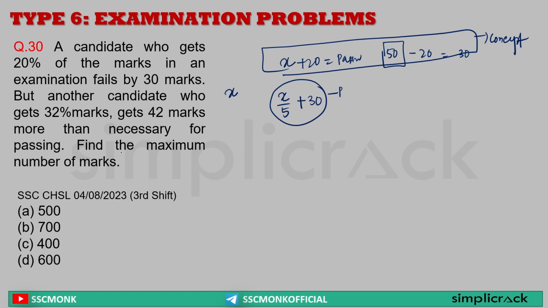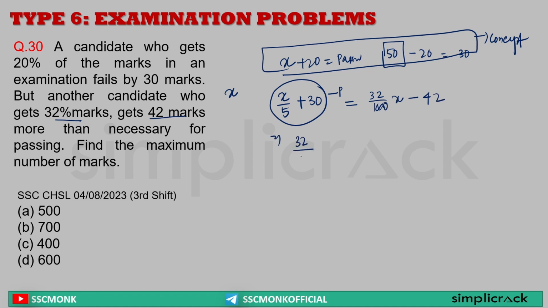Now another candidate got 32% marks and gets 42 marks more than necessary for passing. That means if I scored 42 marks more than the passing mark, then my score minus 42 marks will be the passing mark. So the passing mark here is equal to what? 32% of total, that means 32 by 100 of X minus 42 marks. Yes or no? Yes, sir. Now we can solve it.